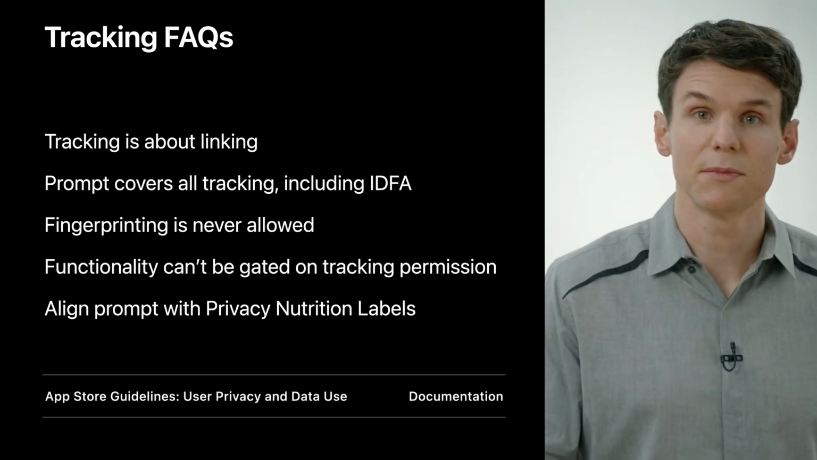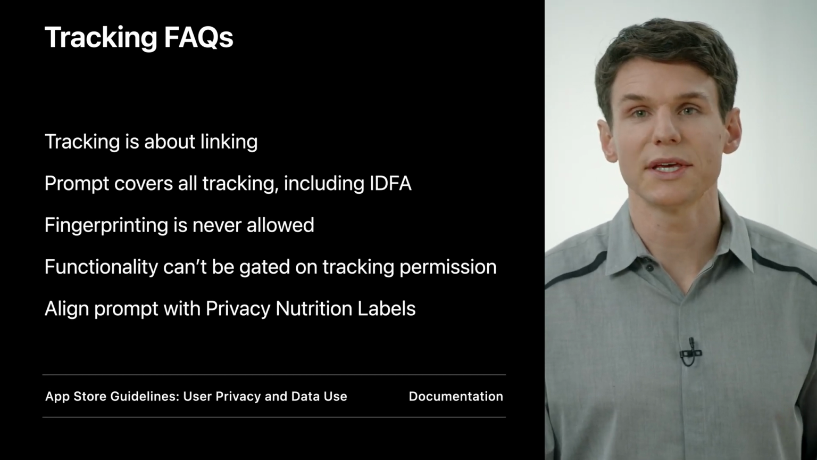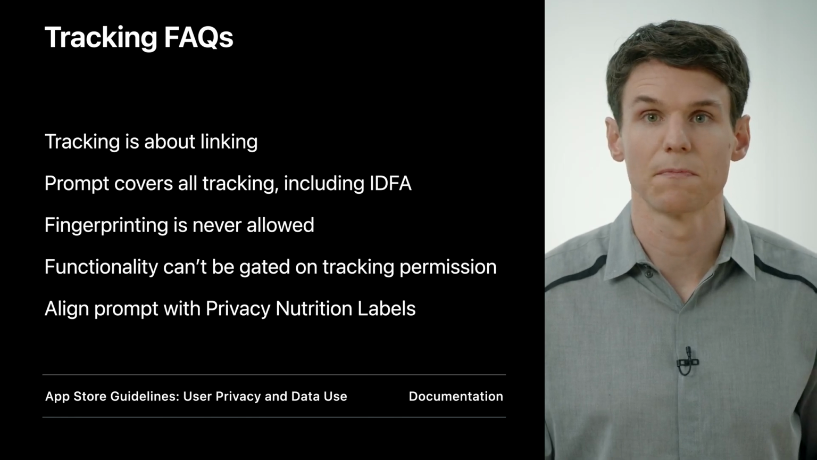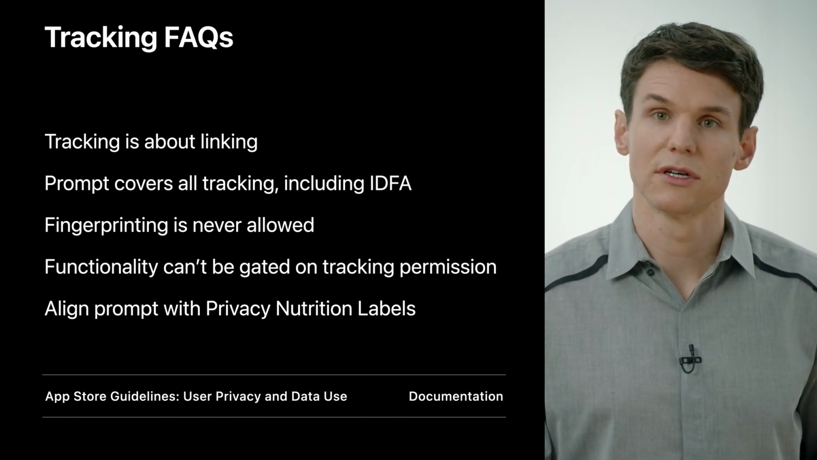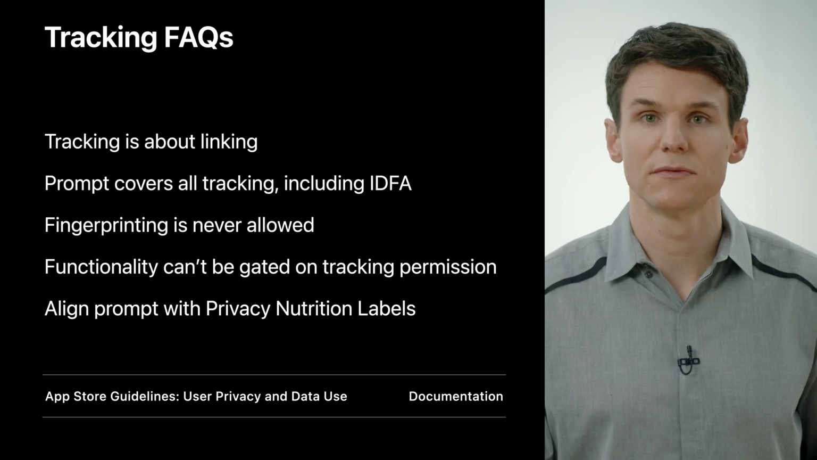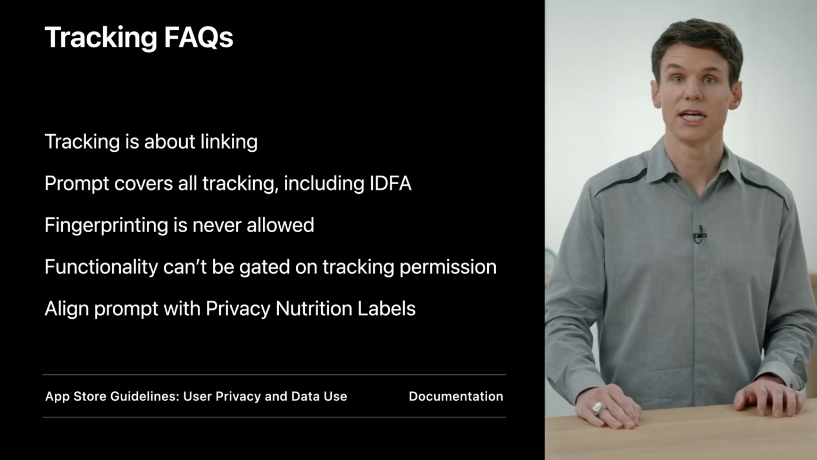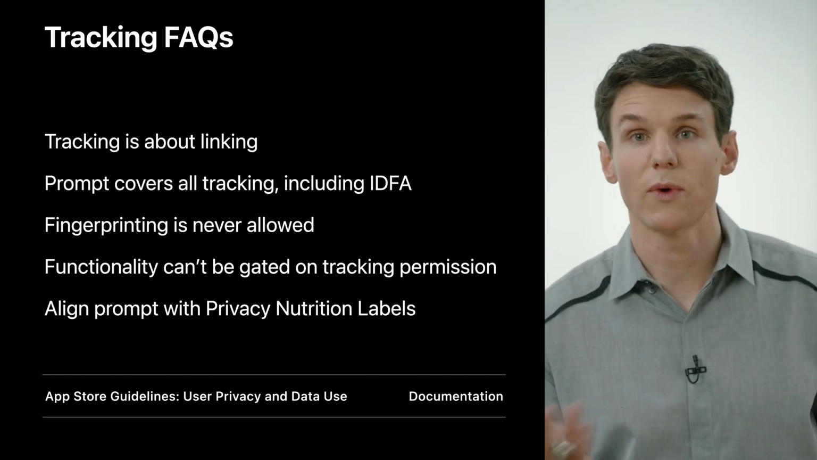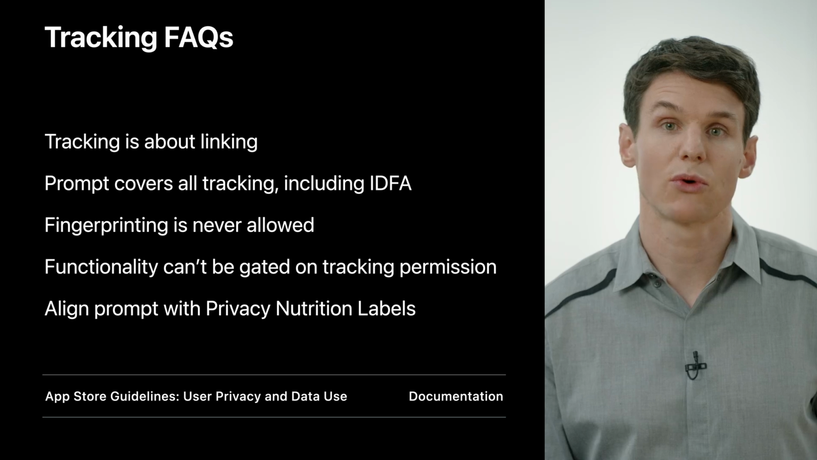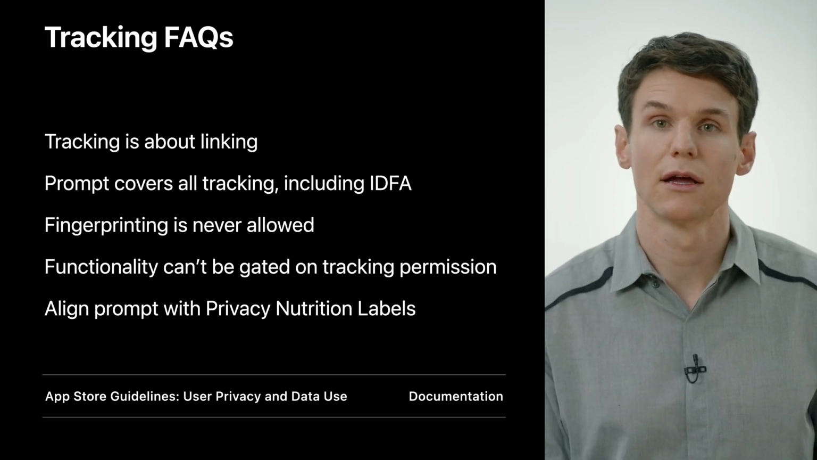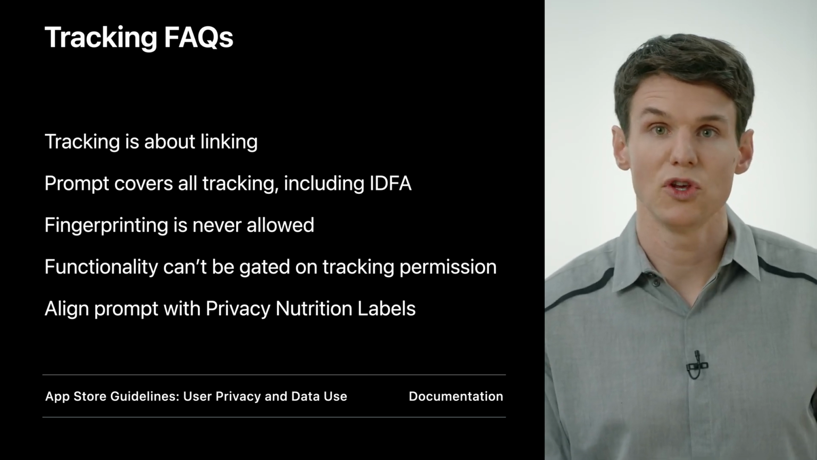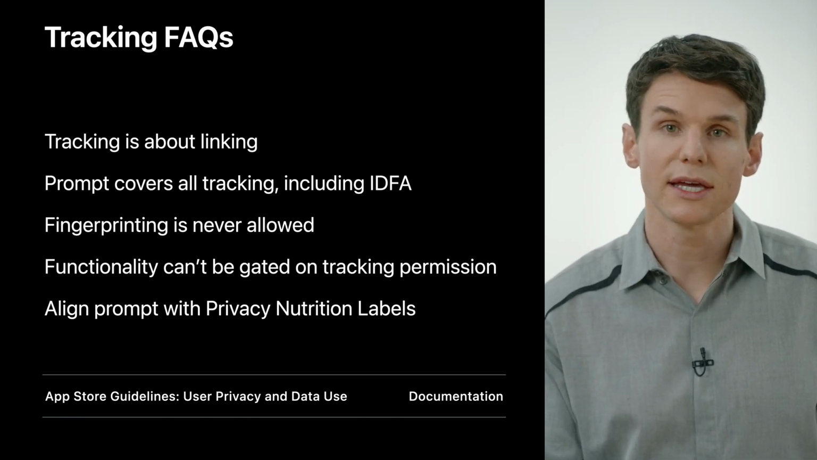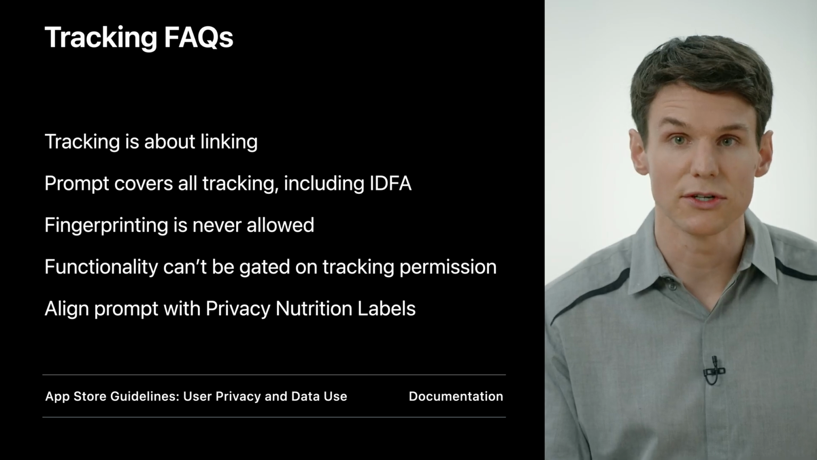Now, some things to keep in mind. Tracking is about linking user data across apps and websites for advertising purposes or sharing with data brokers. For the detailed definition, see the User Privacy and Data Use page. App tracking transparency is about more than the IDFA, or identifier for advertising. The IDFA is one way to track, but app tracking transparency requires you to ask permission for any tracking. As part of your app's functionality, you might collect names, email addresses, or other identifiers. Linking data using this information is also considered tracking.